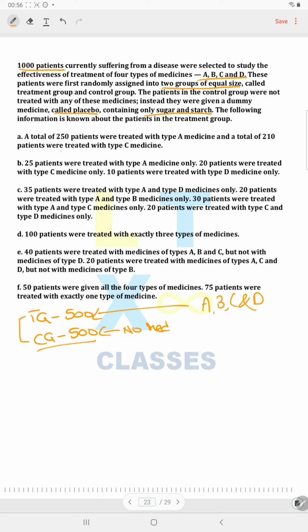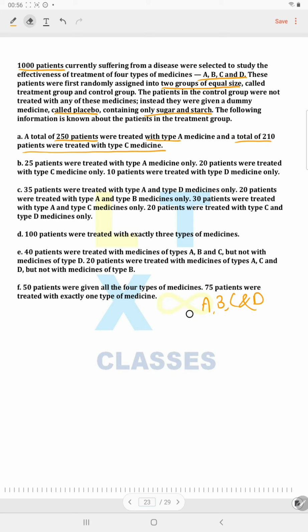So going forward, you will see the information that is given here is that type A medicine, let's say for the first point, if you look at it, a total of 250 patients were treated with type A medicine and a total of 210 patients were treated with type C medicine. So I'm very sure the information that would be given in this question is a combination of medicines given to all the patients in the treatment group. The best way to represent this kind of information is in the form of a Venn diagram.